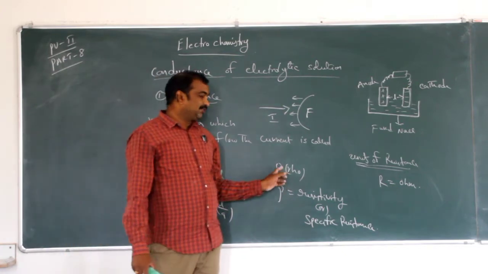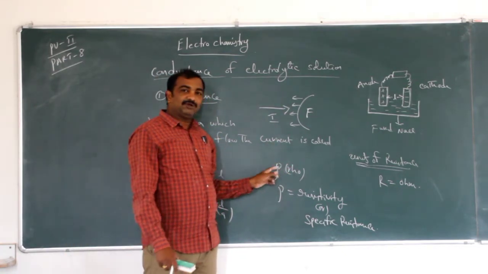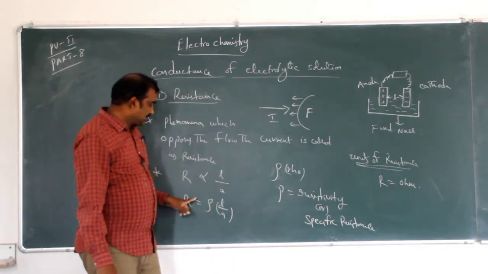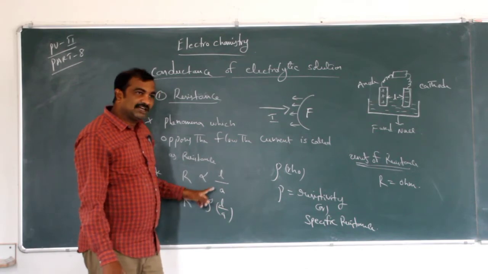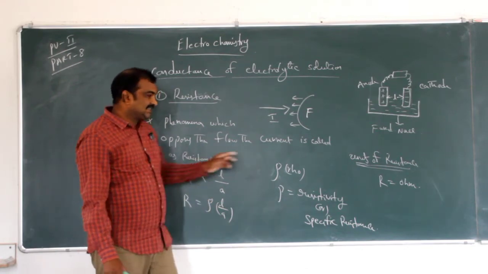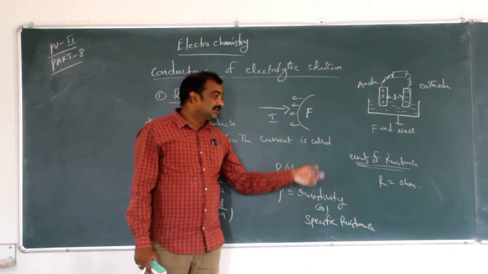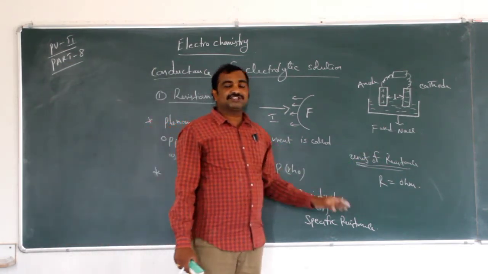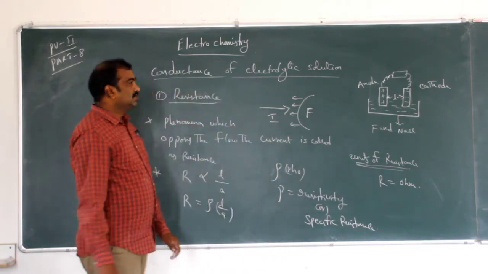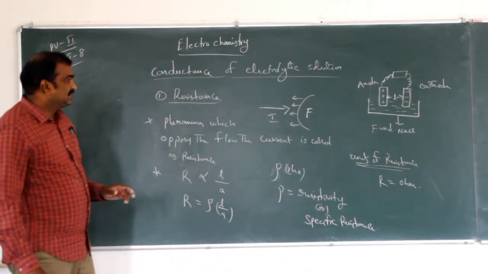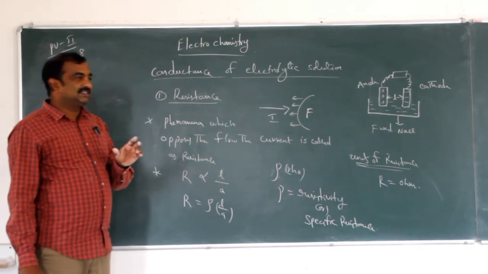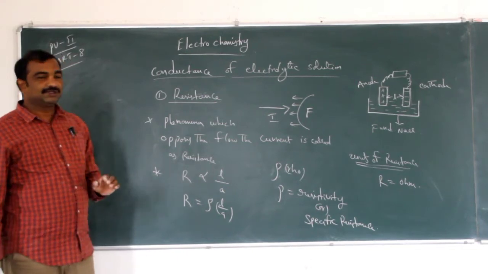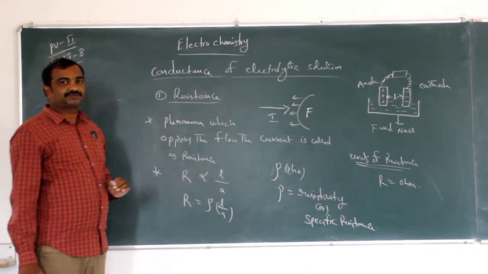This symbol we call rho, but the name is resistivity. This proportionality constant used in resistance is resistivity, or it is also called specific resistance. And the unit of resistance is ohm. So this is the explanation about resistance. This is very easy. Simply, the force which opposes the flow of current is called resistance. So for notes, take a screenshot.